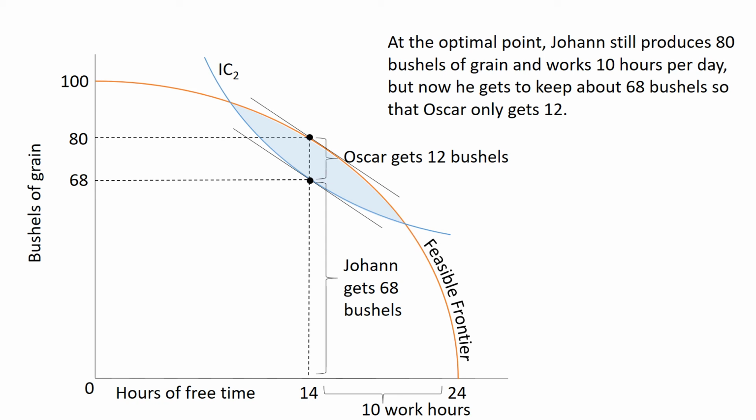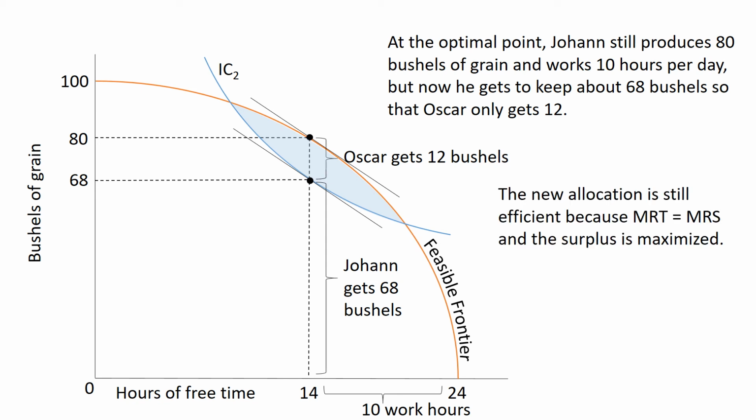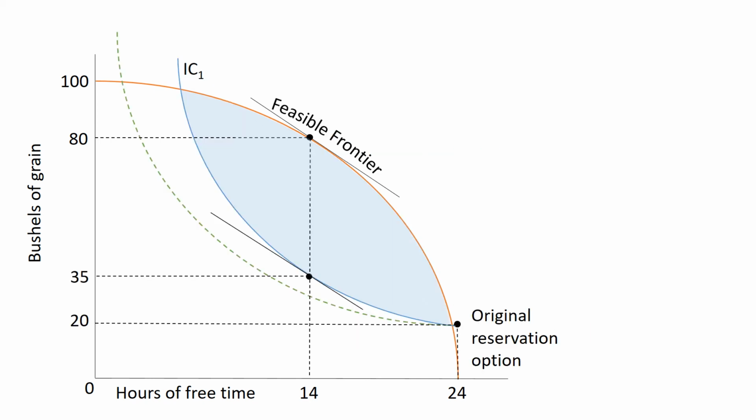Of course, you may have different numbers, but the point is that Johann is now getting more bushels and Oscar is getting less than before. The new allocation is still efficient because MRT equals MRS and the surplus is still maximized. However, the new allocation may also be more fair because Johann's share of the total has increased.